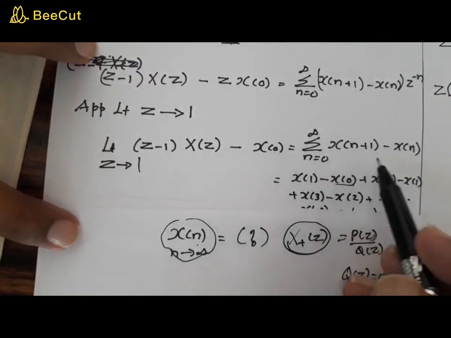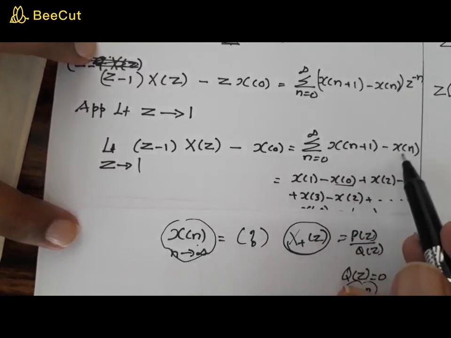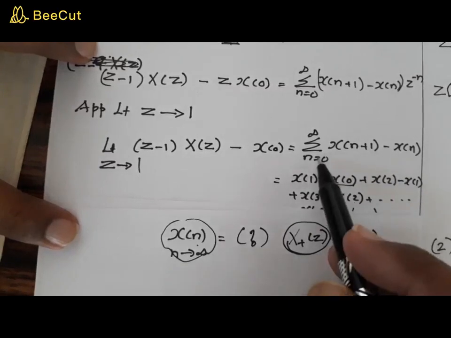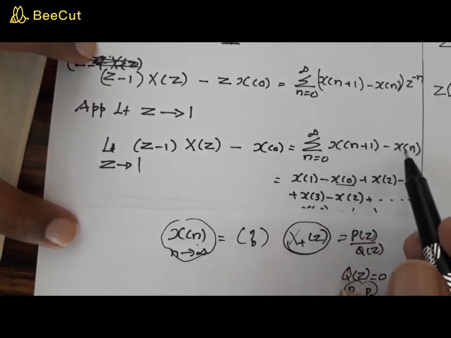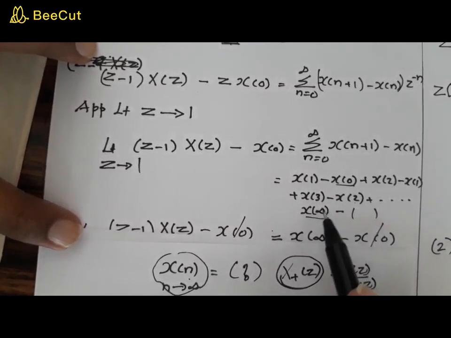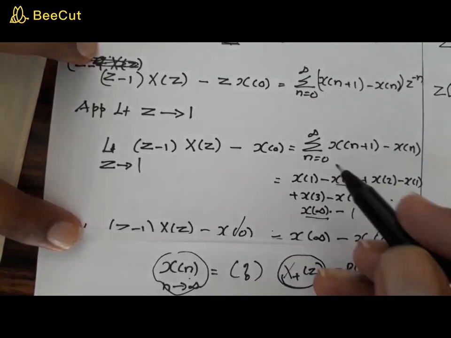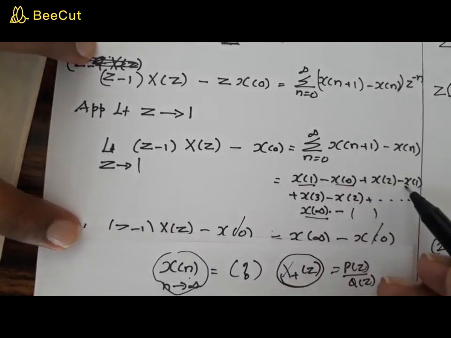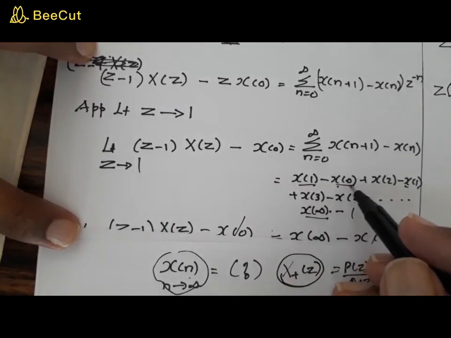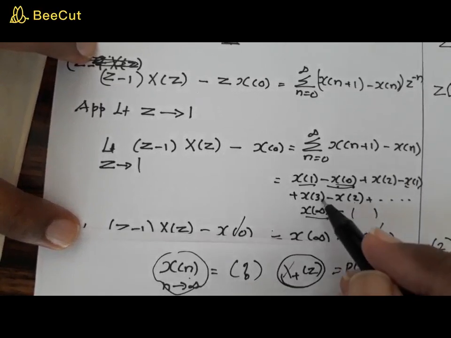Now you can expand this. What happens when n is equal to 0? This becomes x of 1 minus x of 0. What is the second term? When n is equal to 1, this becomes x of 2 minus x of 1. If you write up to infinity, you can see only two terms survive, that is, one is x of infinity and one is x of 0. I will explain how. If you have an x of 1, there will be a minus x of 1. You cannot find a plus x of 0 here, so this x of 0 survives. All other terms up to infinity will get cancelled except x of infinity.